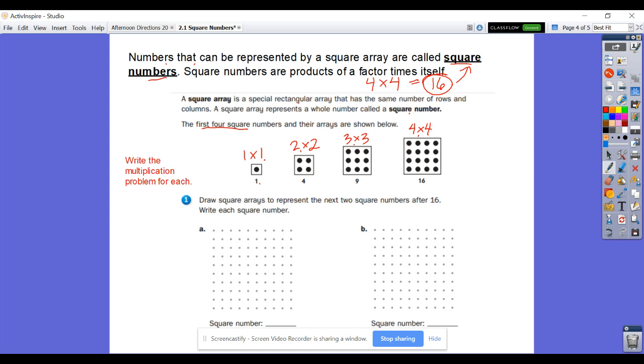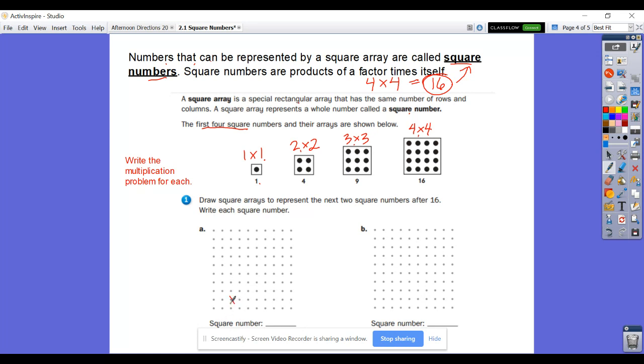Okay, hopefully you're on page 35 and problem 1 asks us, draw square arrays to represent the next 2 square numbers after 16. Write each square number. So we have to look at where we left off, right? We just did a 4 by 4 array, so we know that the next factor we want to use is 5. We're going to make a 5 by 5 array.